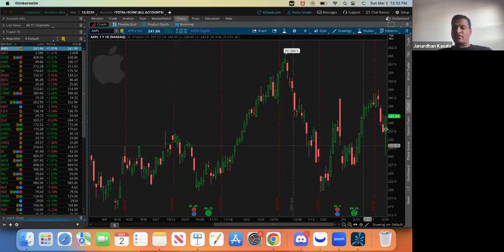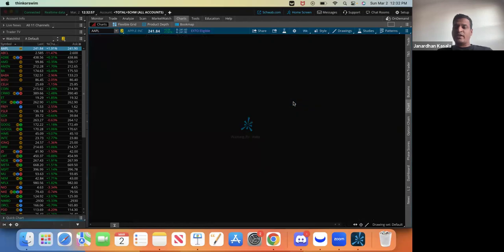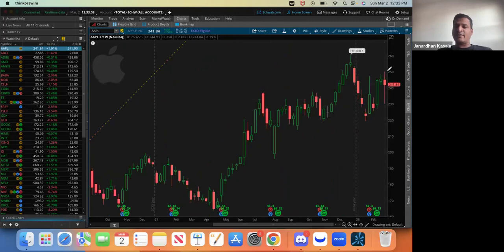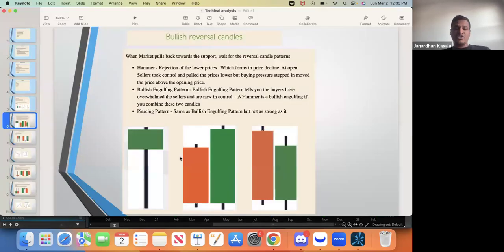However, this is the daily candle. If you go check the weekly, this is again a hammer. The seven candles combined became this one candle. This is a combination of the last seven days' candles, so this is what it forms. Again, you don't have to remember what each candle is doing.